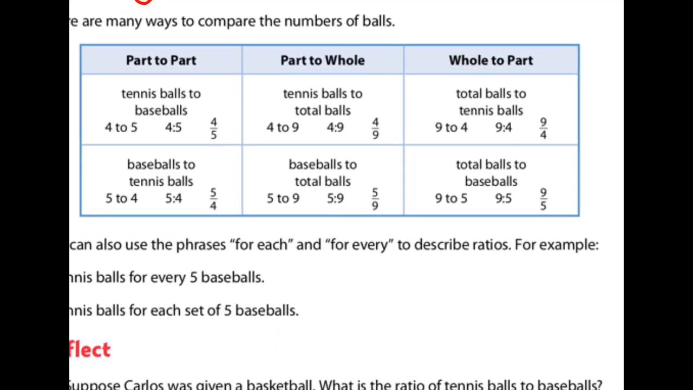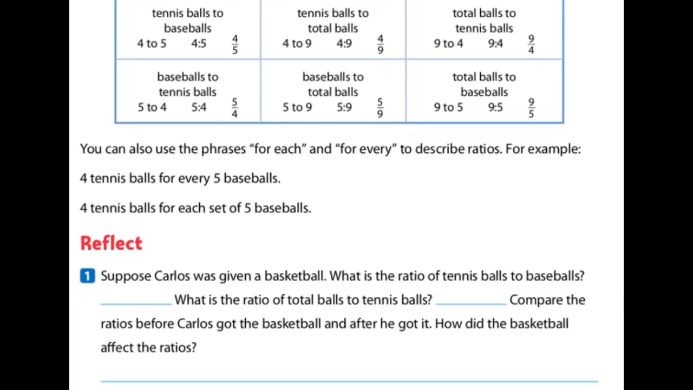Going down here, this is what I talked a little bit about above. We have a part-to-part ratio where you're comparing the tennis ball part to the baseball part, or the baseball part to the tennis ball part. So 4 to 5 or 5 to 4. Part to whole: the tennis balls are the part, the total balls are the whole amount. The baseballs can also be a part to the total 9 balls. And a whole to part would be comparing the total first, putting the 9 first, to tennis balls or to the baseballs. So there are 3 different types of ratios.